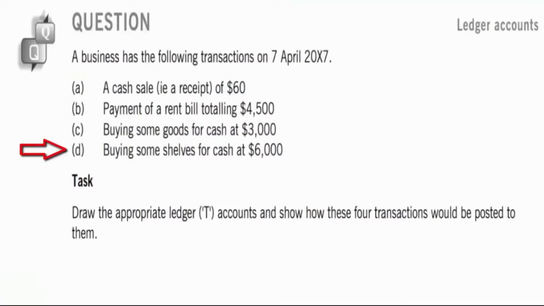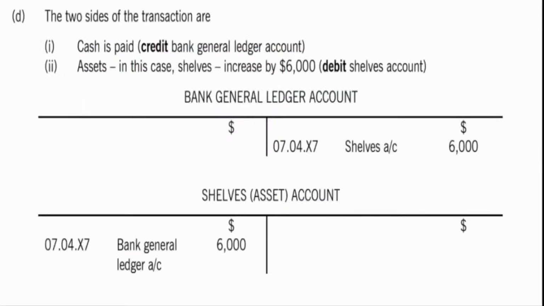Transaction D. Buying shelves for cash at $6,000. The business buys shelves for $6,000. Here's what happens. 1. Cash, an asset, decreases because $6,000 is paid. This is recorded as a credit in the bank general ledger account. 2. Shelves, an asset, increase because the business now owns new shelves. This is recorded as a debit in the shelves account.